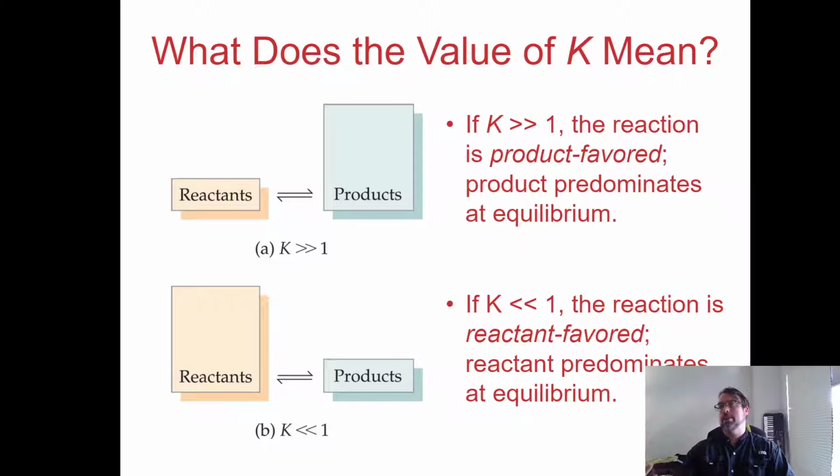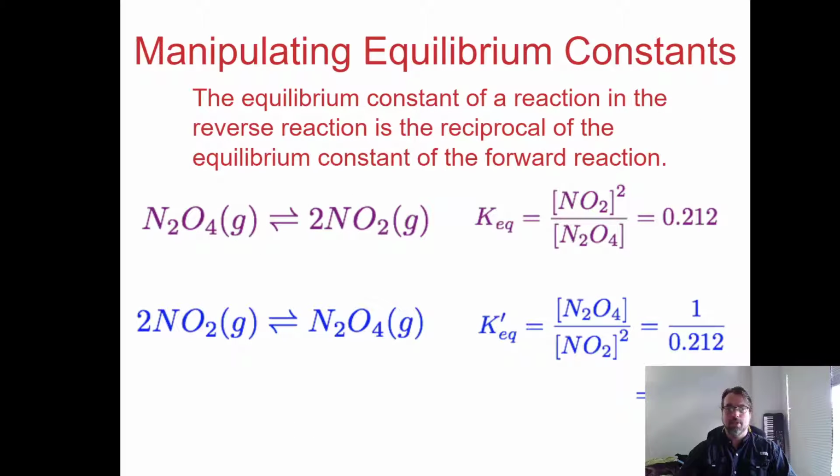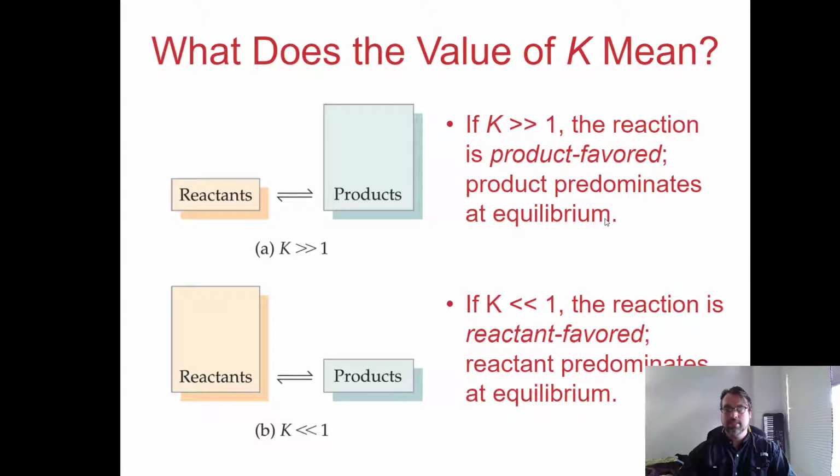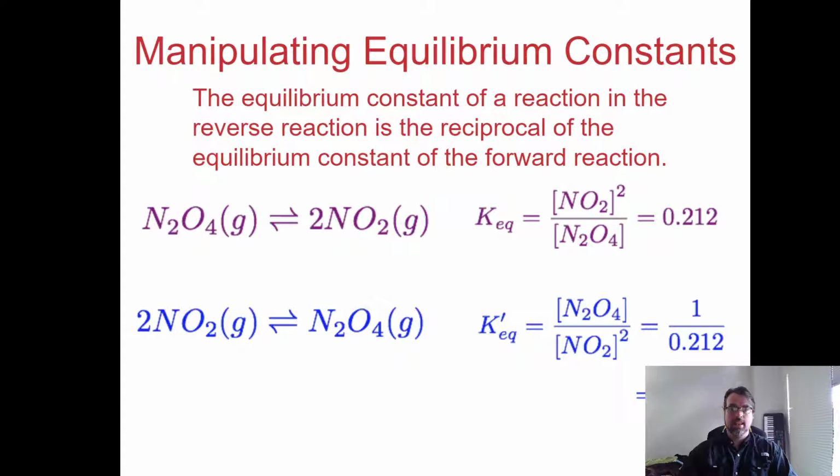For the most part, the types of questions are going to be: does this particular graph or information say that the products or the reactants are favored? And you would basically just have to look at the K value and see whether it was greater than 1 or less than 1. Okay.